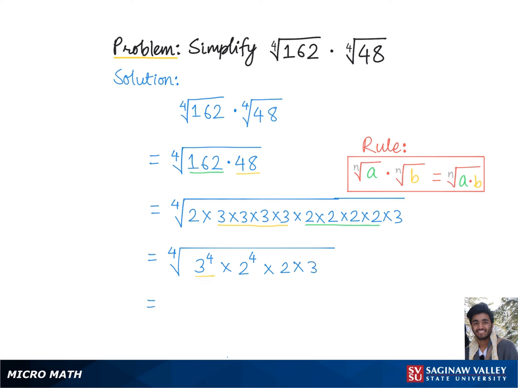Now this 3 to the 4th can be pulled out of the 4th root as simply 3. Similarly, this 2 to the 4th can be pulled out of the 4th root as simply 2. Now we are left with the 4th root of 6, which is equal to 6 times the 4th root of 6, which is the final answer.